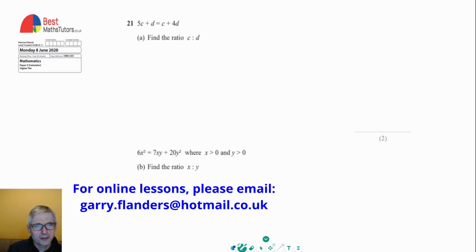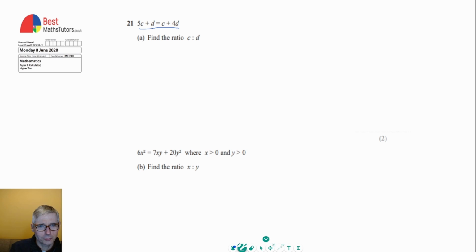This is question 21. It's the last question on the paper, and it's a question about ratios. In the first part, we've got this equation 5c plus d equals c plus 4d, and we've got to find the ratio c to d. The easiest way I find to do these is the ratio c to d can actually be expressed as a fraction, c over d. So if I can rearrange this equation so that I've got c over d, then the fraction will be the same as the ratio.